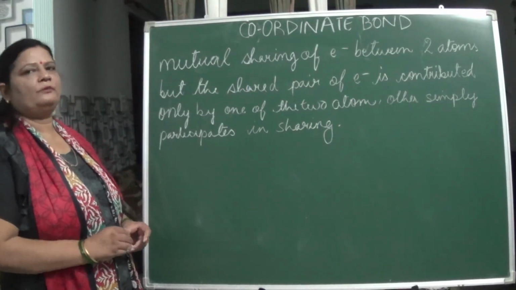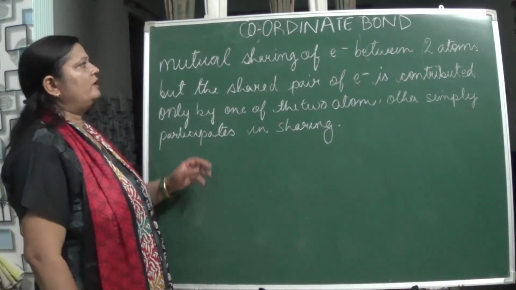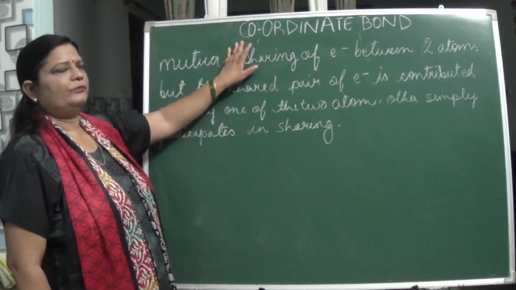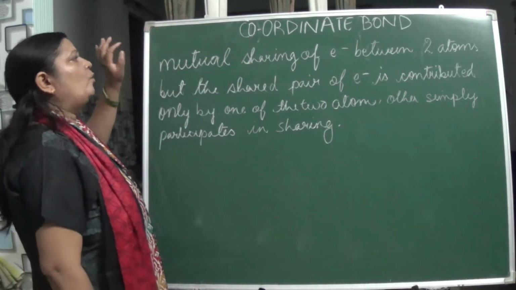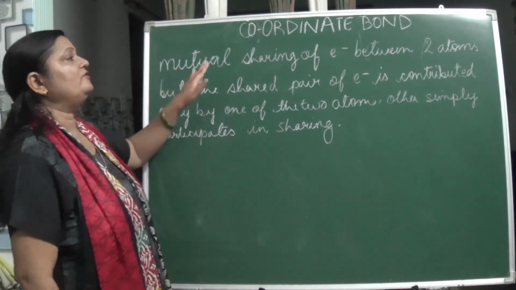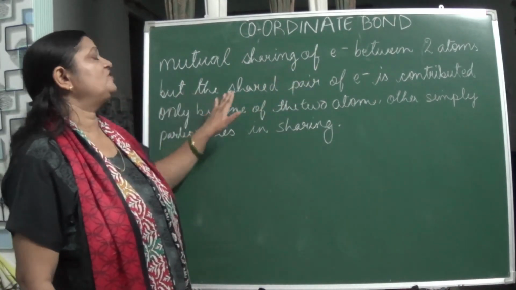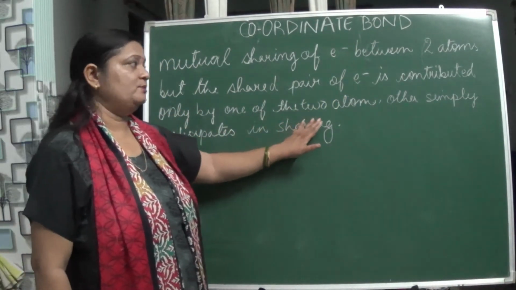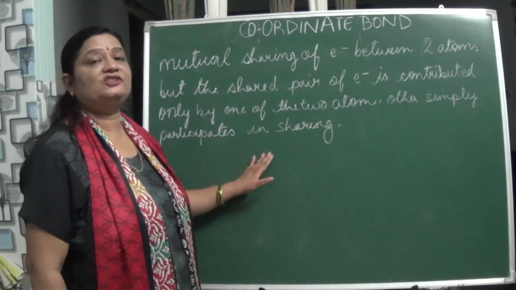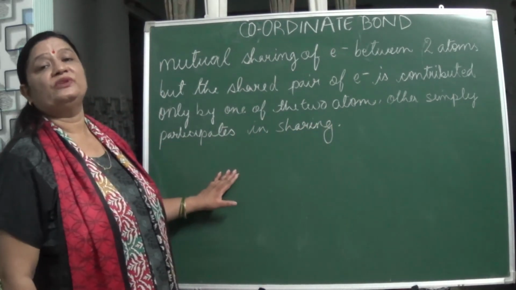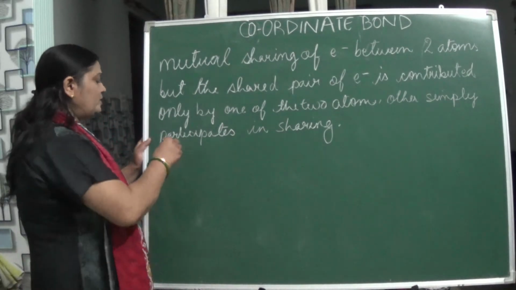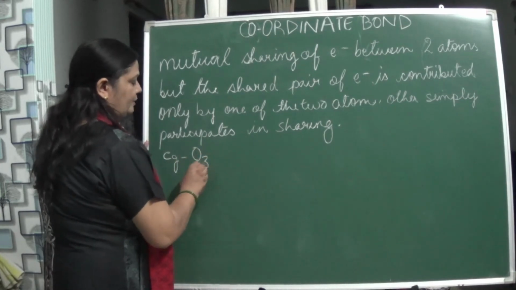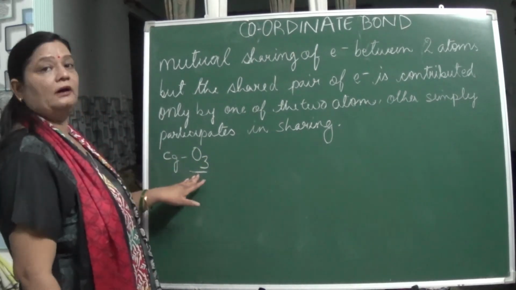Apart from the electrovalent bond and covalent bond, one more bond is there, that is the coordinate bond. Actually, this is a type of covalent bond only. It is the mutual sharing of electrons between 2 atoms, but the shared pair of electrons is contributed by only one of the 2 atoms. The other simply participates in sharing. I am going to explain this with an example. Suppose you take the example of O3. How will this molecule be formed?